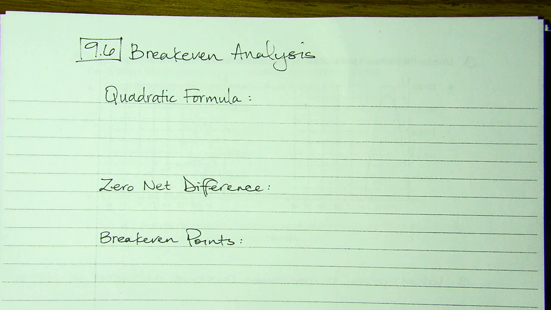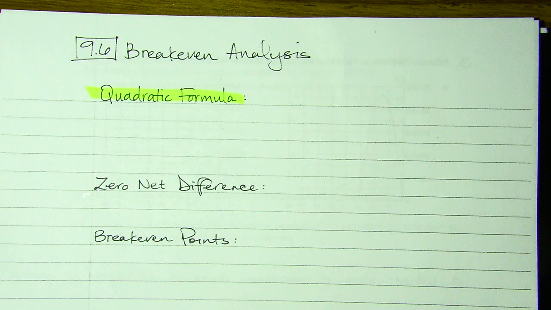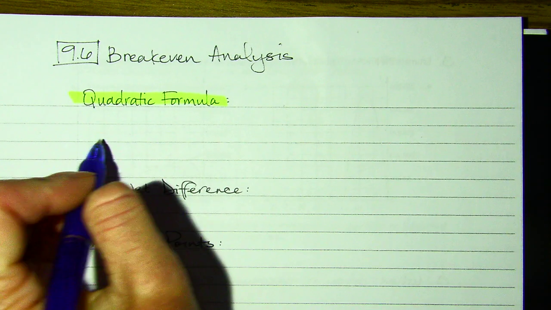Good morning, financial algebra. 9.6, it's a really fast homework lesson, but I do want to go over the pieces to it. So this is a break-even analysis. We're still comparing expense and revenue. So first, let's go over, we're going to be using the quadratic formula again in this section.